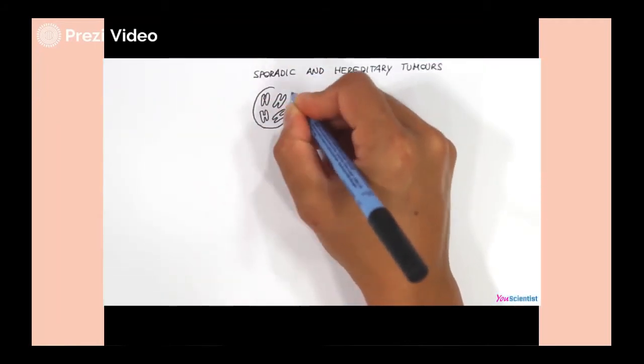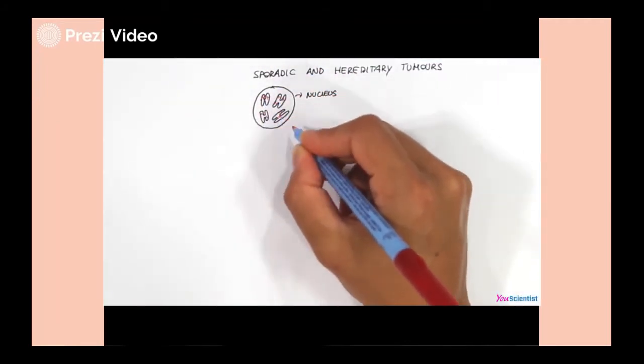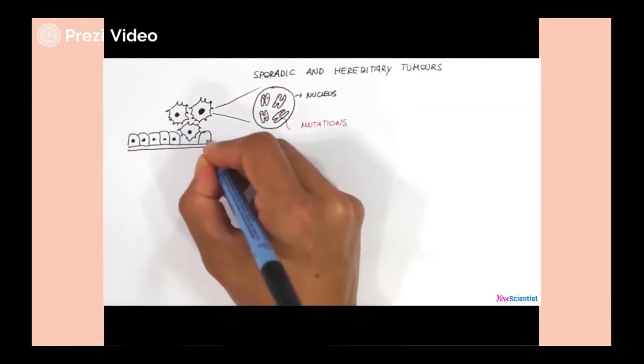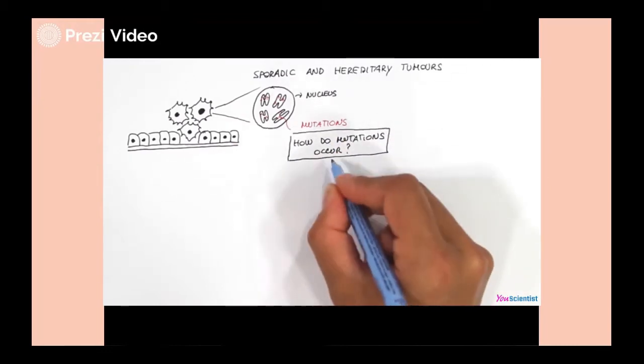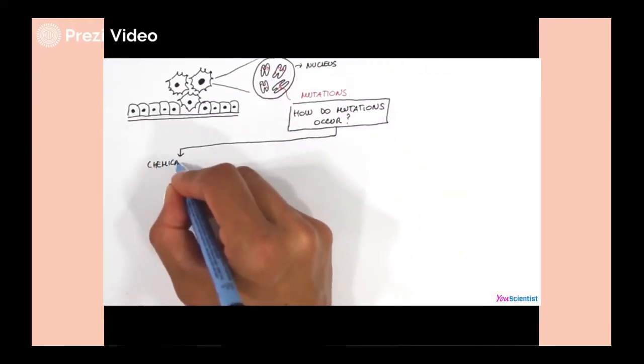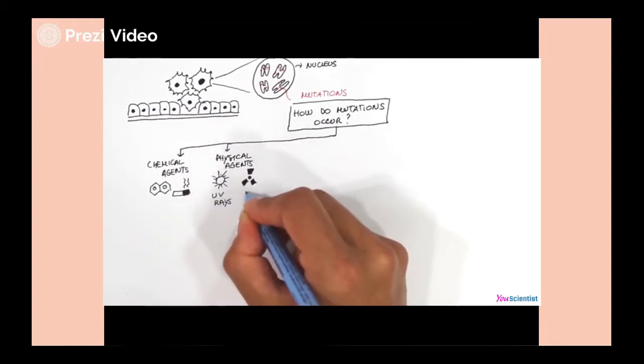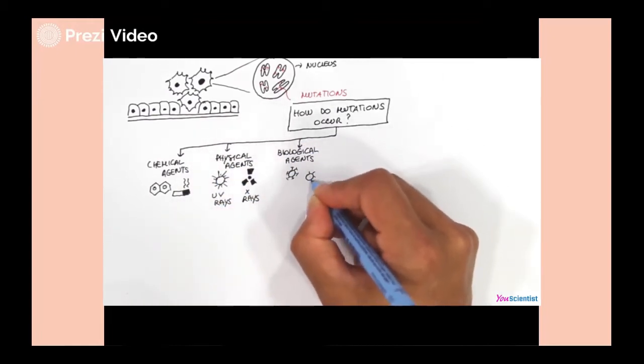Tumors are caused by mutations, which are alterations in the DNA sequence of a cell. These modifications alter normal cellular programs. How do mutations occur? Our DNA is continuously damaged by chemical agents such as smoke, or by physical agents such as UV rays and X-rays, or by biological agents like viruses.